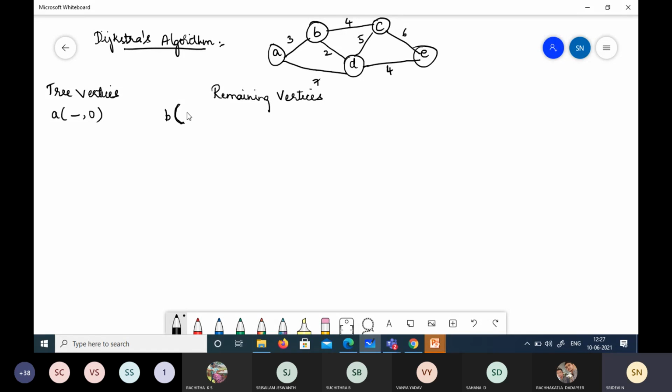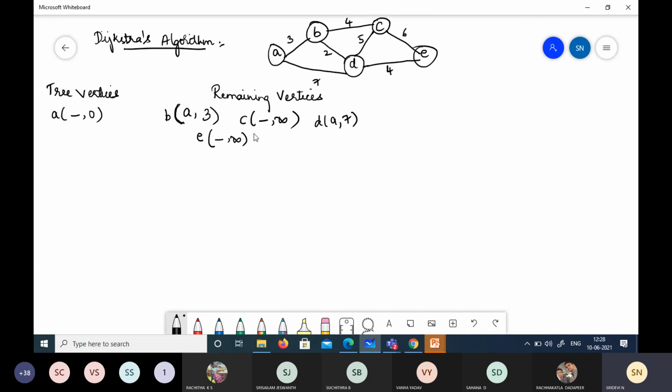So there is a direct path to B through A with a cost of 3. Then can we reach C directly from A? No, so we'll write infinity. What about D? We can reach it through A only and the distance is 7. Can we reach E? No, because it is out of reach, we don't have a direct path. We'll start like this.